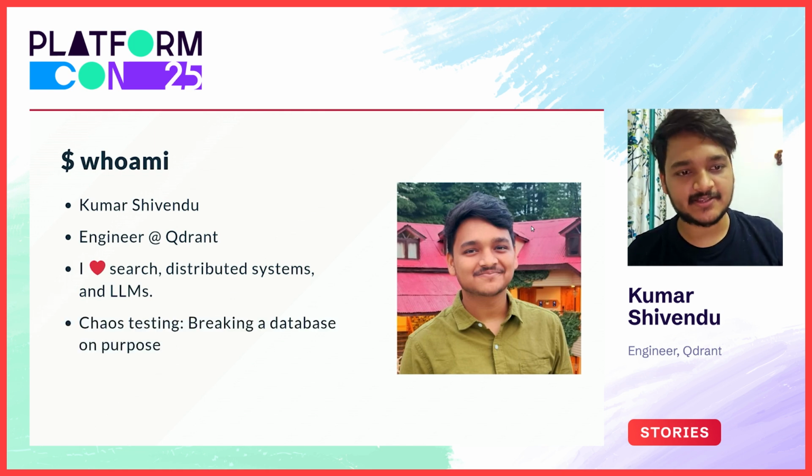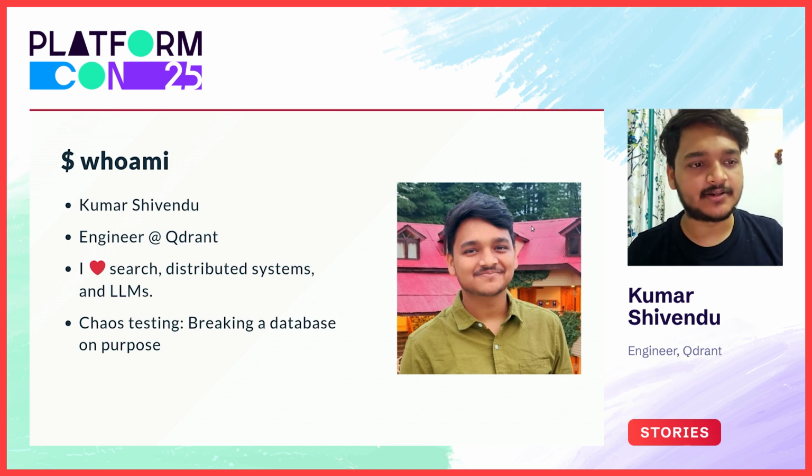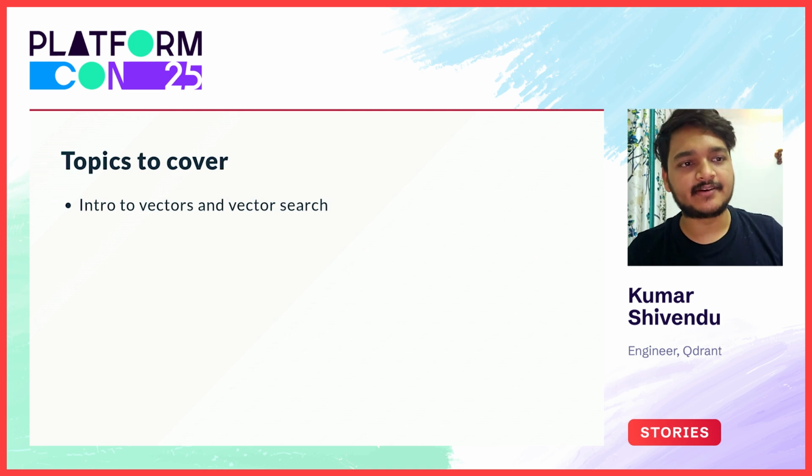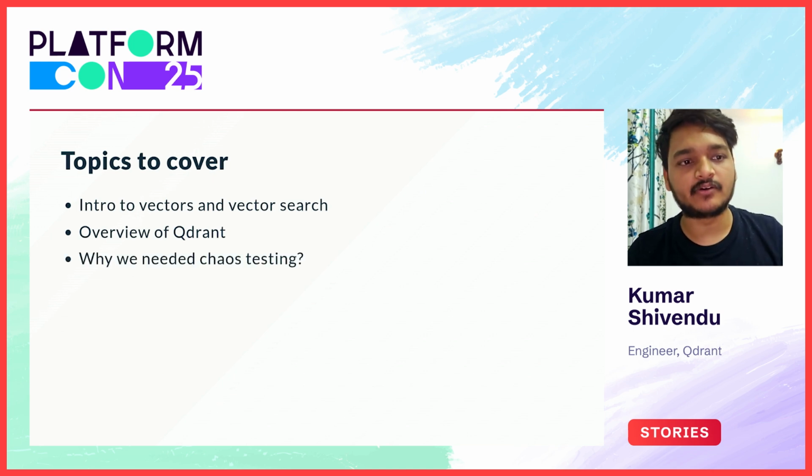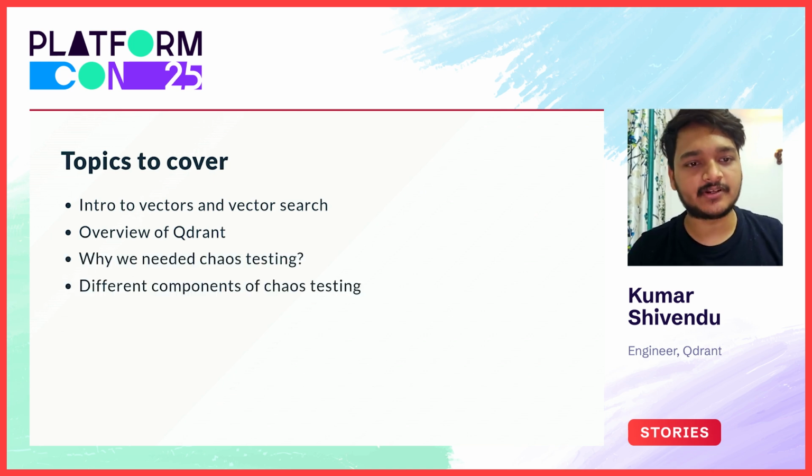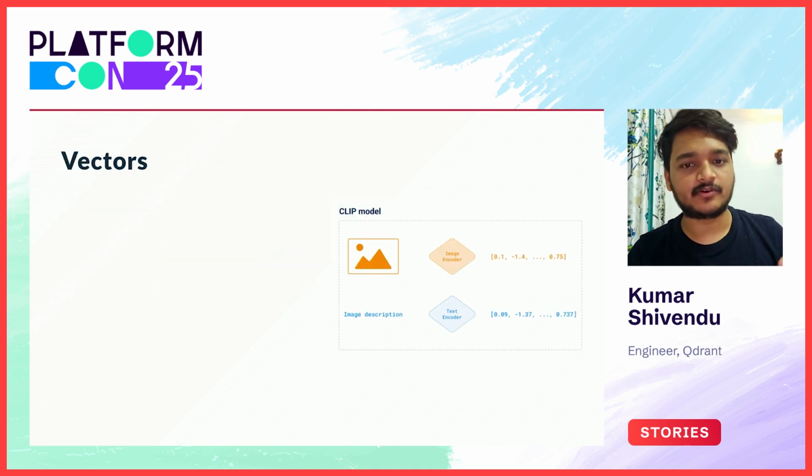The topic for today is chaos testing, breaking a database on purpose, and this database is Qdrant. The topics to cover would be mainly a bit of intro to vectors and vector search, an overview of Qdrant, why we needed chaos testing, the different components of chaos testing, and finally the results that we got. Right. So a bit about vectors.